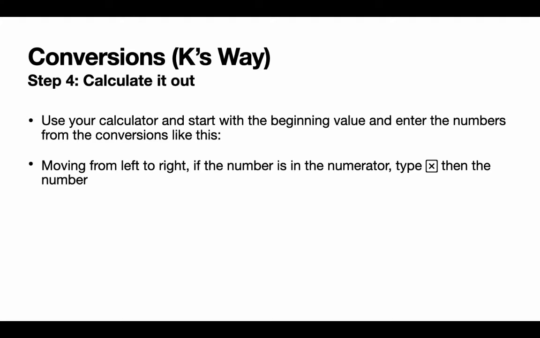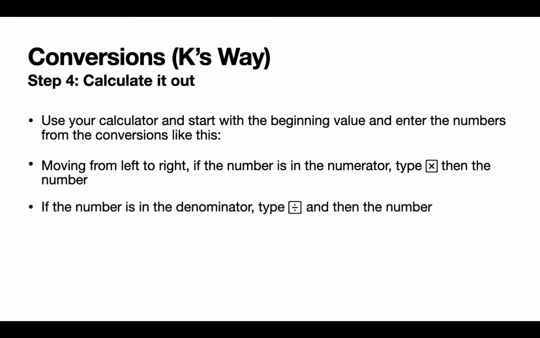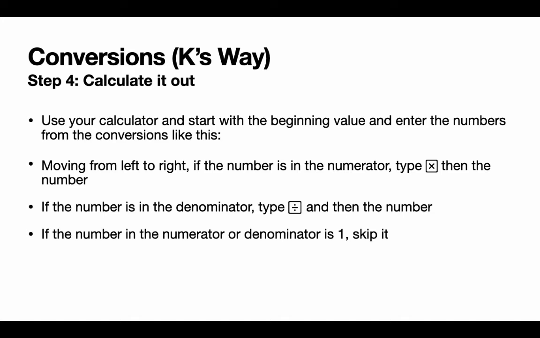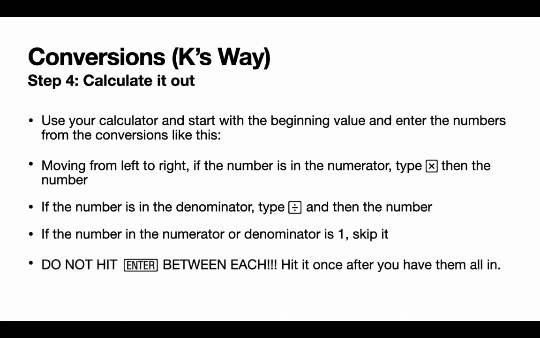So you're going to use your calculator, and I would like for you to do it in this way because it avoids any kind of confusion as to what numbers to put in, what symbols you need to use, and just simply do this. You're going to move from the left to right. Your original value that you're converting. Then if a number occurs in the numerator, you're going to type the times, multiplication sign, and then the number. If you have a number in the denominator, then you're going to type a divide sign and then that number. If you have any numbers that are in the numerator or denominator that are 1, skip them. They don't matter. You're not going to hit enter between each calculation.